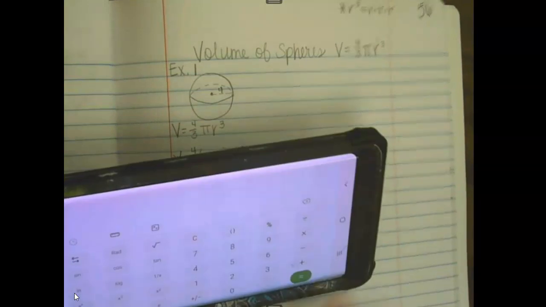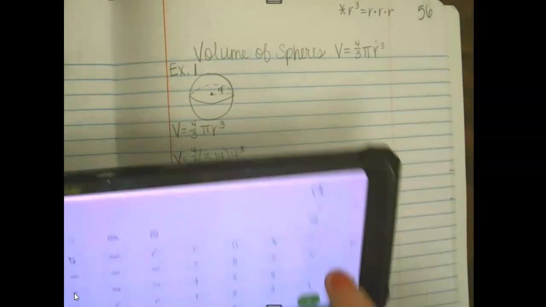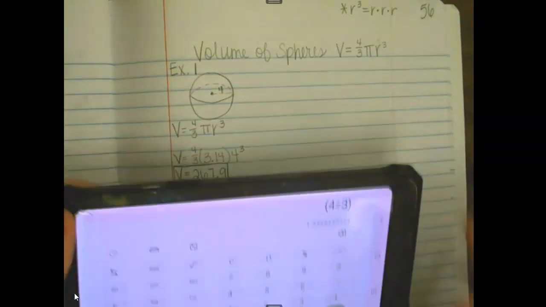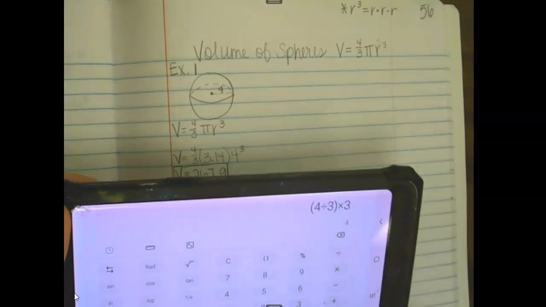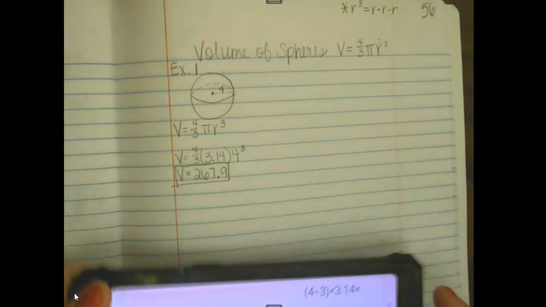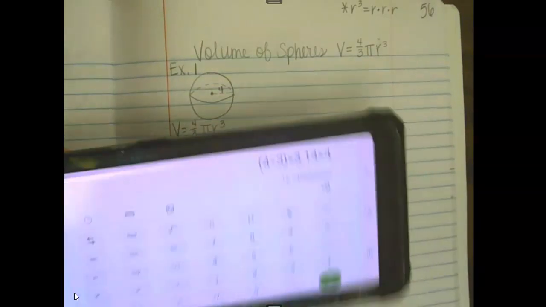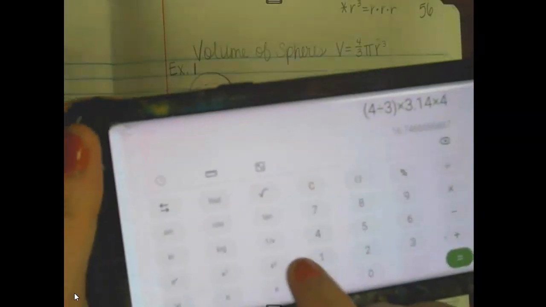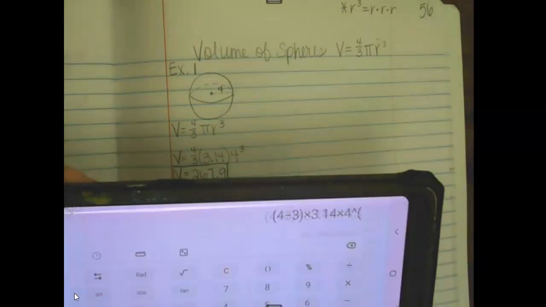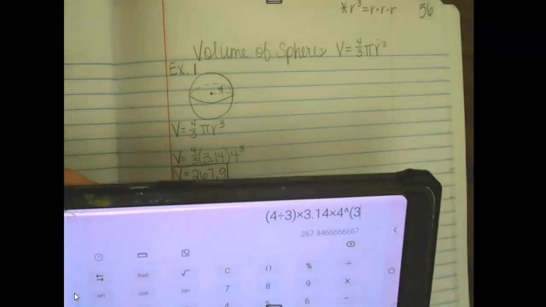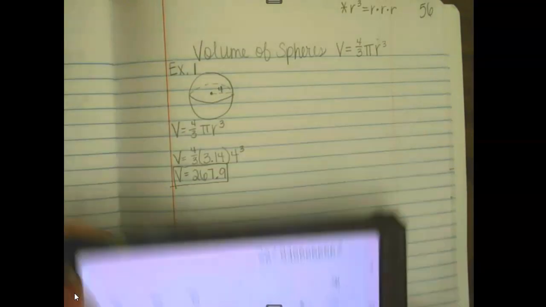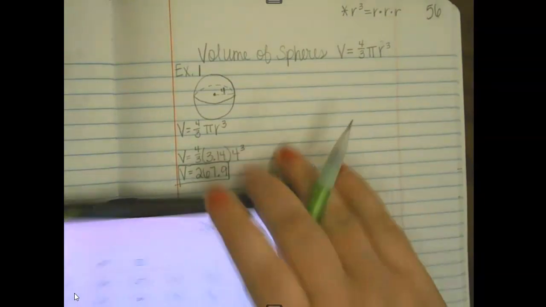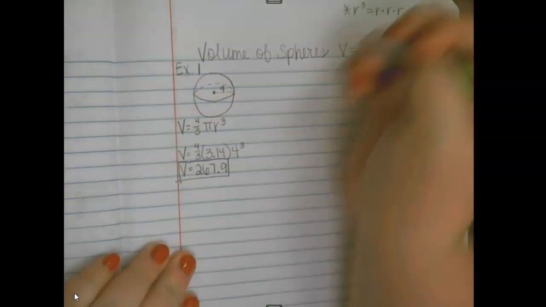So I can do the same thing I just did. 4 divided by 3 in parentheses, times 3.14, times 4, and you should have this button that says x to the y. See it? I'm going to hit that, and it's going to let me do an exponent of 3. I have to close out that parenthesis that it created for me, which equals, and I still get the 267.9. So it doesn't matter if you have one of the fancy calculators or if you just have your phone calculator. It still works.